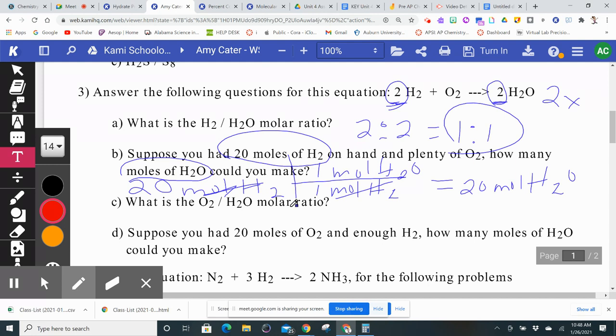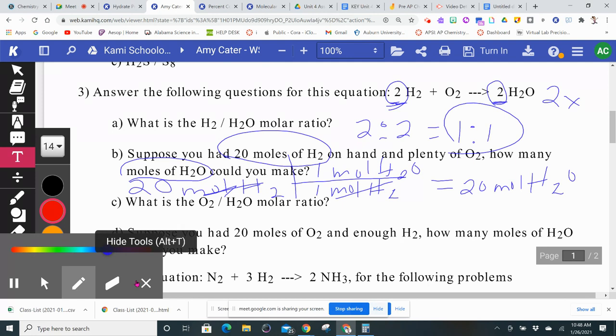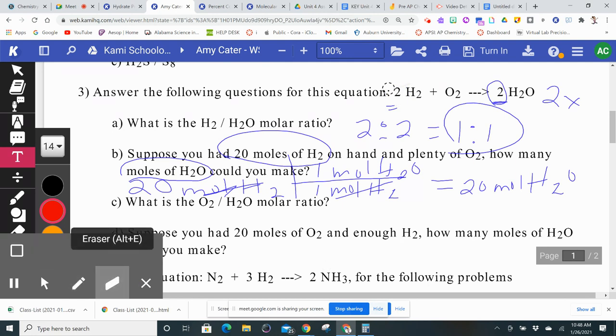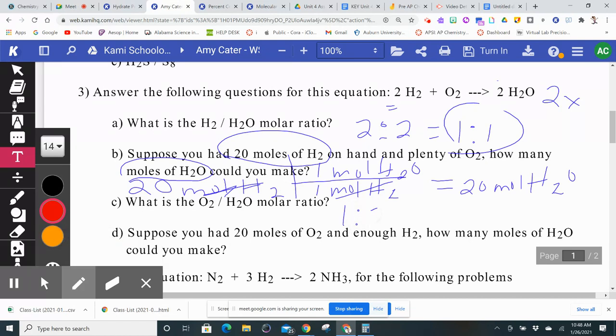All right. So, what's the oxygen to water ratio? Go back to that same equation. What's the ratio of oxygen to water now? 1 to 2, exactly. The coefficient of 1 in front of the oxygen and a coefficient of 2 in front of the water. So now if I have 20 moles of oxygen, how many moles of water?